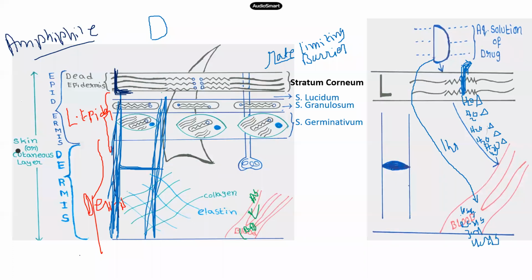Friends, the amount entering into blood per unit time is decided by the stratum corneum. If the stratum corneum allows more drug, then more enters into blood. If it allows less drug, then less enters into blood. That is called rate. Amount of drug entering into blood with respect to the time is limited, meaning controlled by a barrier. Which barrier? Stratum corneum.